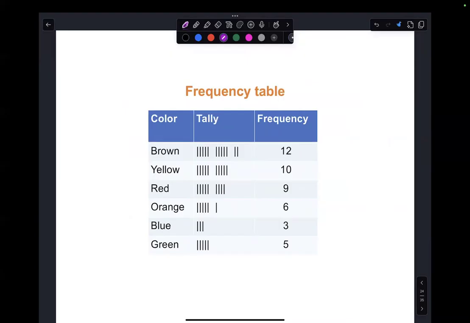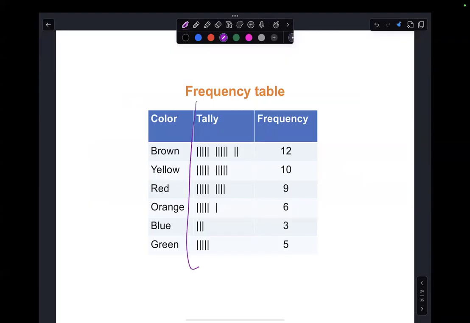And then I did tick marks or tally marks, whatever you want to call them. I did the tally marks to count them. And then this is my frequency. This frequency is just telling me how often that color showed up. I have 12 brown, 10 red, yellow, 9 red, etc. This is how frequently they showed up. This is my frequency table.